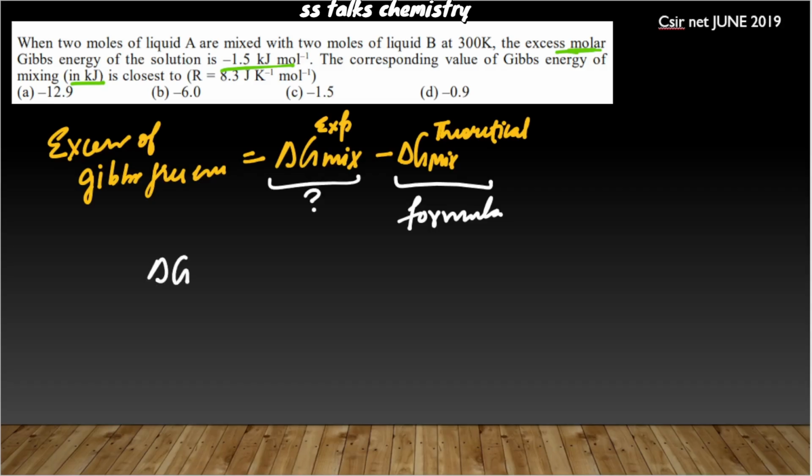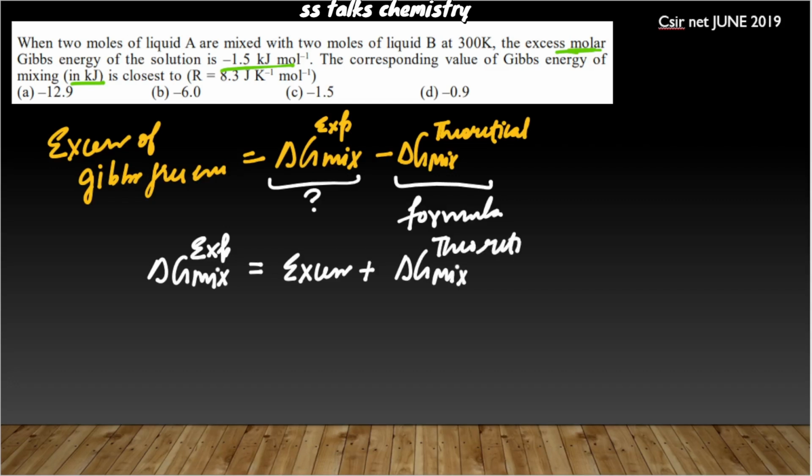That means delta G mixing for the experimental methods is going to be the excess value of it plus the delta G of mixing, which is calculated in the theoretical methods. Right. So now we have been given the excess molar Gibbs free energy. So the excess value of the Gibbs free energy, delta G, in units of kilojoules, this we have to find.